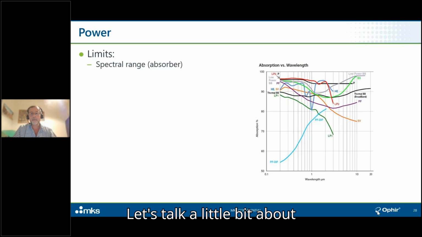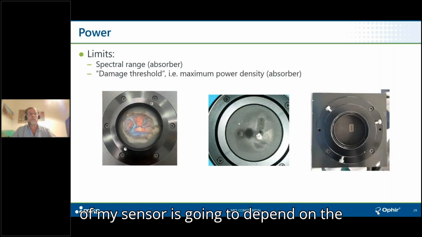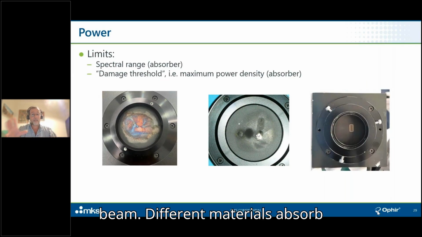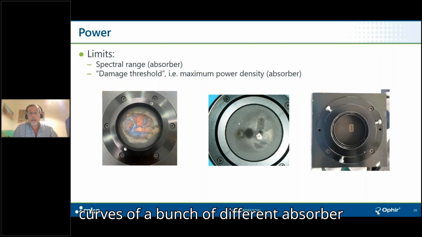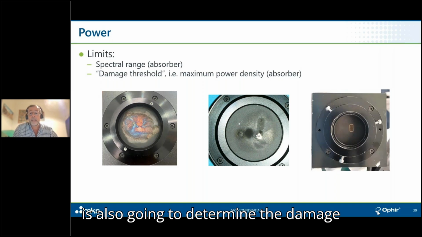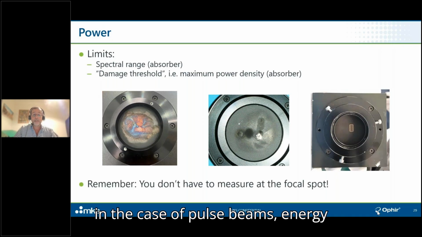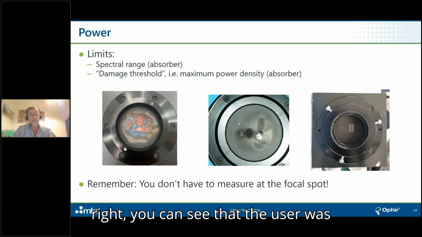Here you see spectral response curves of a bunch of different absorber types that we use at Ophir. The absorber is also going to determine the damage threshold, how much power density, and in the case of pulse beams, energy density, the sensor can withstand without getting damaged. Here you see some pretty cool examples of damage. The one on the right, you can see that the user was using this sensor to measure the beam in a laser marking application, and they were apparently not aware that you don't have to measure at the focal spot. So they laser marked the sensor. The cost of replacing a damaged disk is somewhere between a third and a half of the cost of a new sensor.